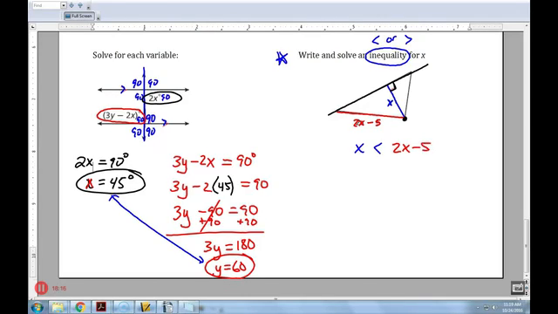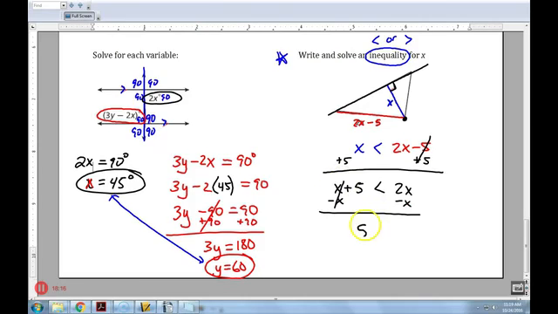A couple different ways I could do this. I think it might be easier to start off by adding 5 to both sides. I'll show you why here in a second. So that's 2x, x plus 5. Now I'm just going to subtract an x from both sides, and I get 5 is less than x. And using the symmetric property, I can flip that around. Same thing, I just like having the x on the left.